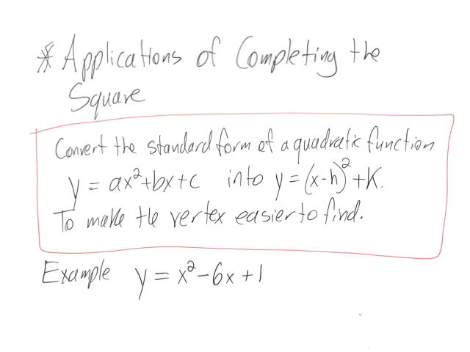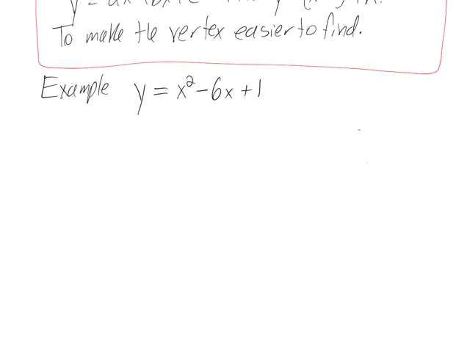Now we're going to look at some applications for completing the square. One thing that we can do is convert the standard form of a quadratic function, y is equal to ax squared plus bx plus c, into y equals a(x minus h) squared plus k, and this makes the vertex of the parabola easier to find if you're graphing that quadratic function. So let's take a look at how we do that. The process is essentially the same, except this time instead of moving the constant over, we leave the constant where it is.